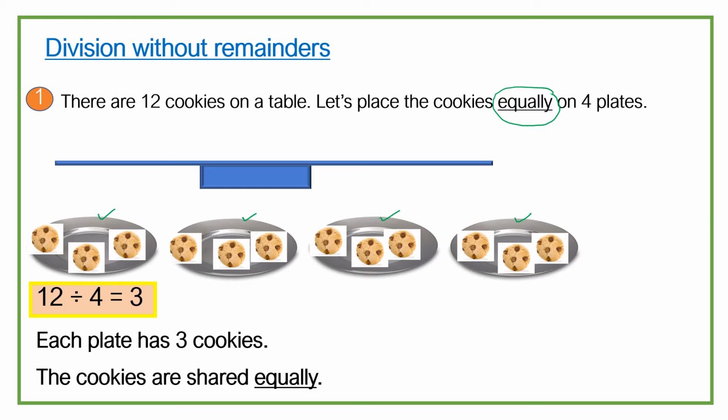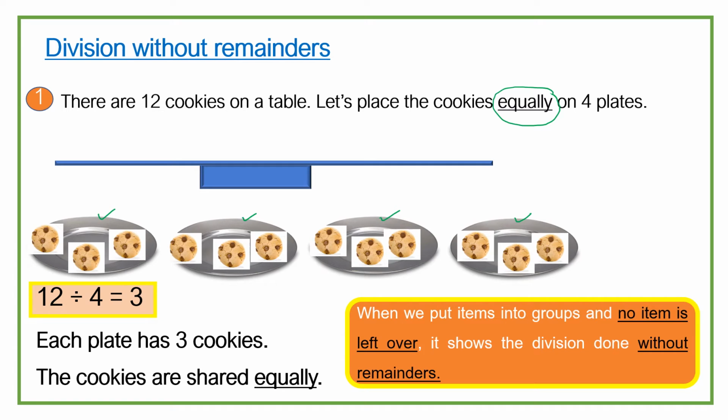And on the table we do not have any cookie. So it means that we do not have remainder. It means no remainder. No cookie has been left on the table. So, when we put items into groups and no item is left over, it shows the division done without remainders. I hope this is clearly understood.